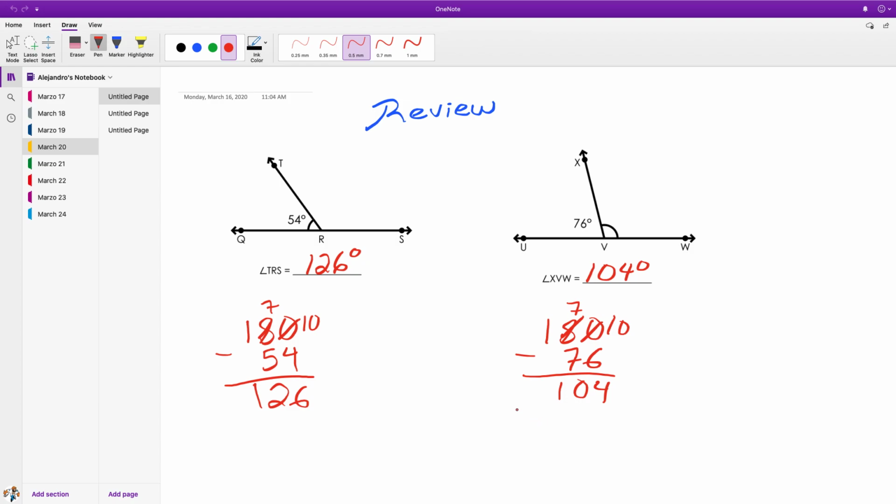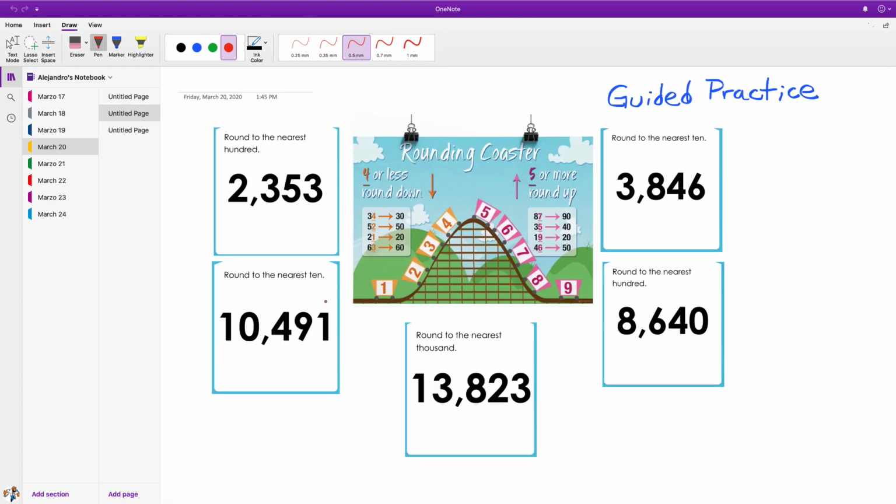So what do we have for today? Today we have a quick easy lesson. Today's gonna be like a review. Today we're gonna be rounding numbers. So the topic for today is rounding numbers.